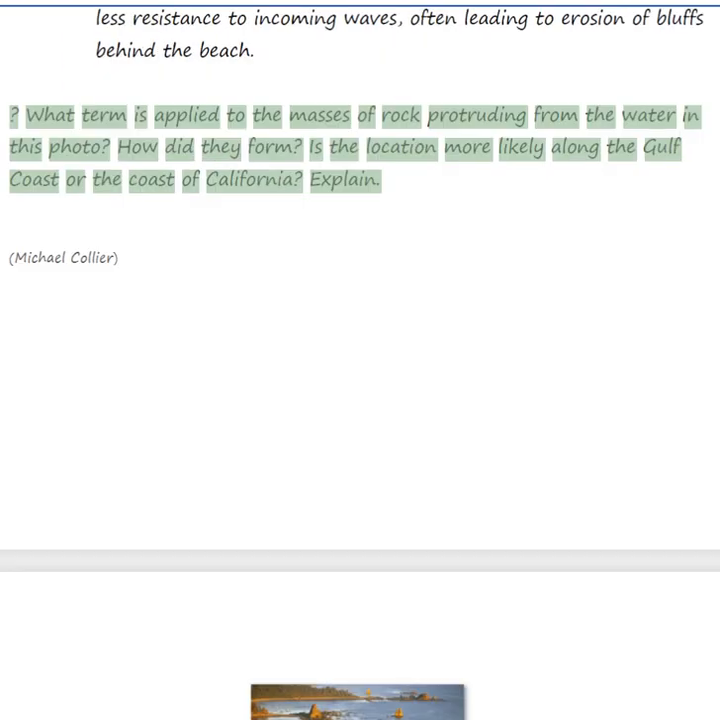What term is applied to the masses of rock protruding from the water in this photo? How did they form? Is the location more likely along the Gulf Coast or the coast of California? Explain.